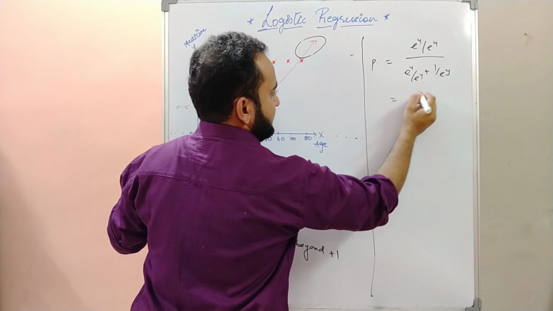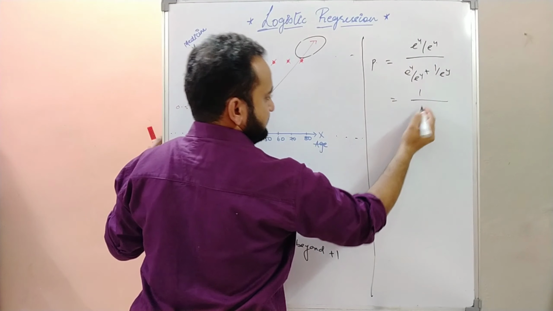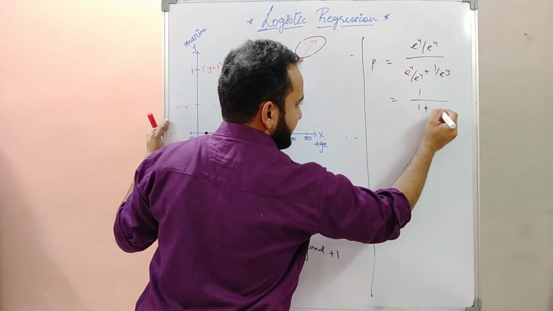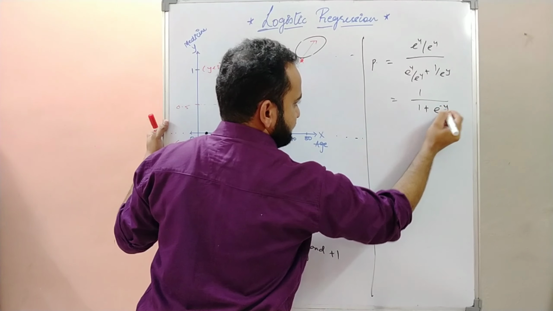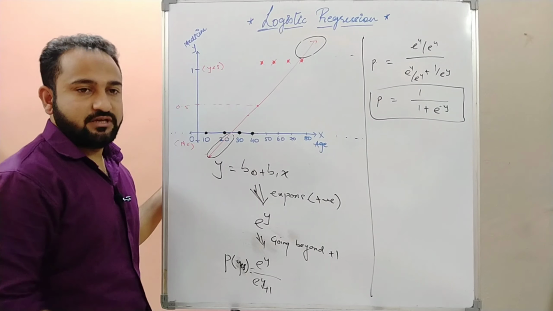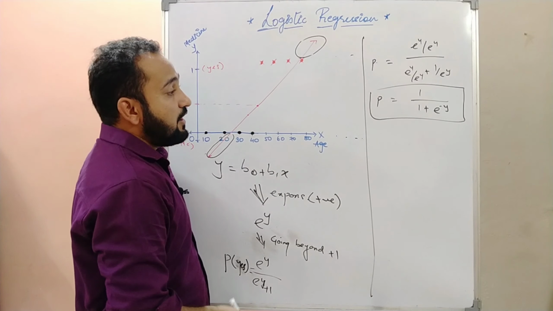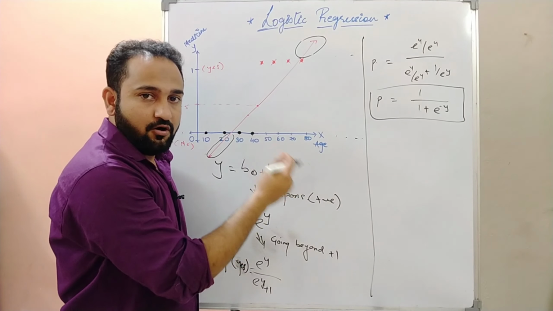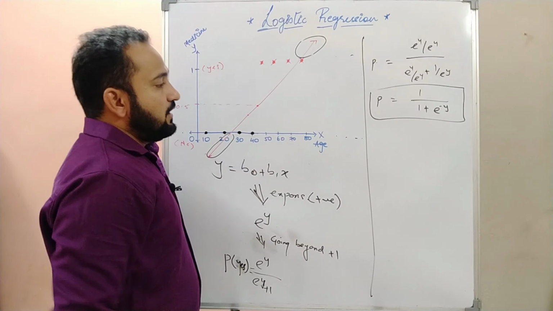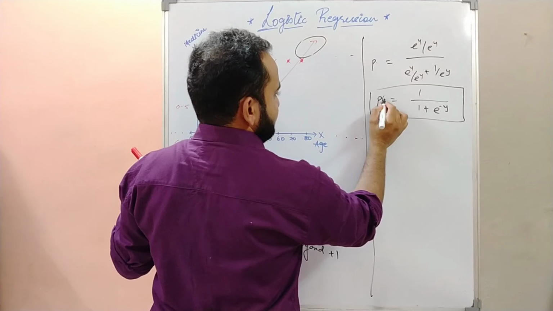Simplify this equation, we will get 1 in the numerator, and in the denominator, 1 plus 1 upon e raised to y. Can I write it as e raised to minus y? Yes, you can write that as 1 upon 1 plus e raised to minus y. So this is one equation of logistic regression. Getting this? Now that is for yes, we said.